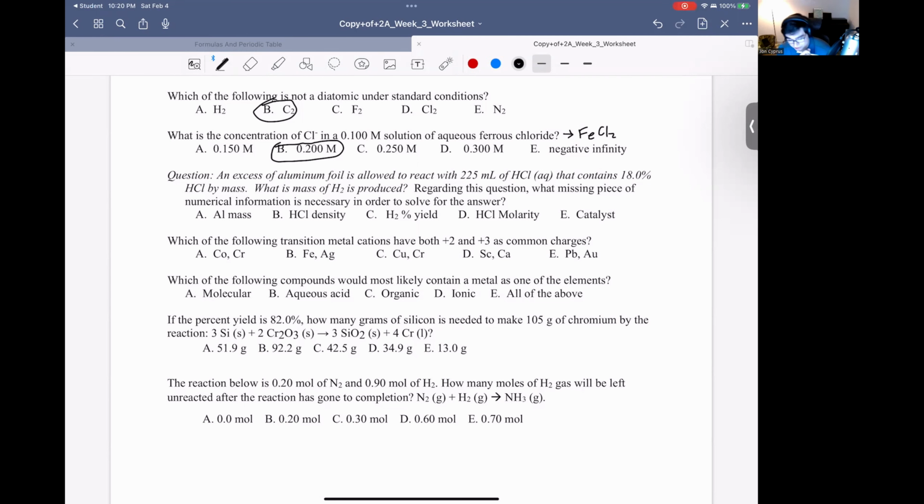All right, next it says, question, an excess of aluminum foil is allowed to react with 225 milliliters of HCl that contain 18% HCl by mass. What mass of H2 is produced? Okay. And it says, regarding this question, what missing piece of numerical information is necessary in order to solve this problem? So they give you the milliliters, right? So you could potentially use the milliliters to solve for moles of HCl, right? To write your balanced reaction equation.